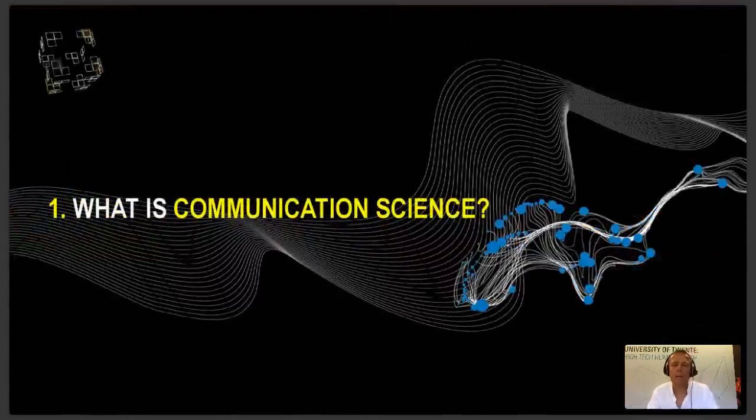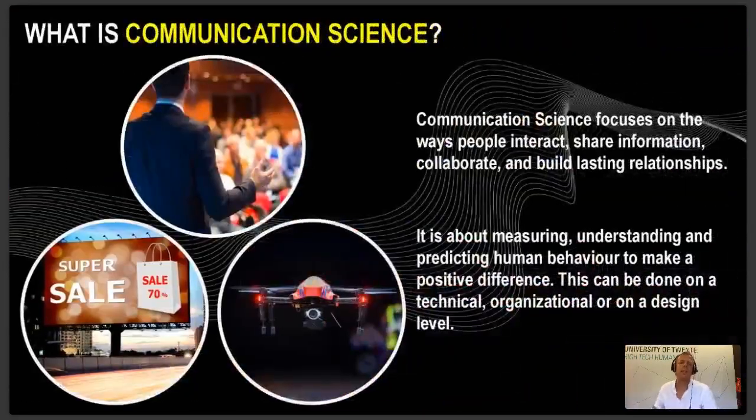So, but first, what is communication science? So let's have a look at that, because of course, obviously, that is most important and probably one of your key questions. So we're basically about people and about the way they interact, about the way they share information, work together, and build relationships. And as you can see here, it can involve different disciplines.